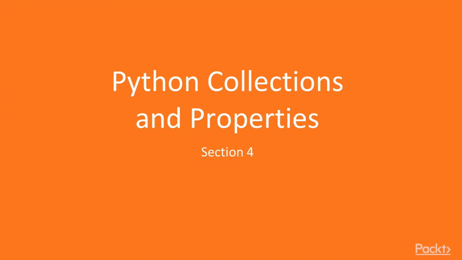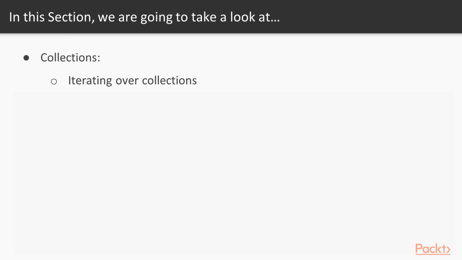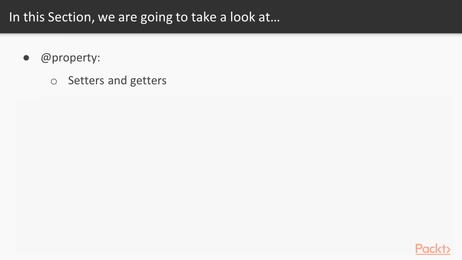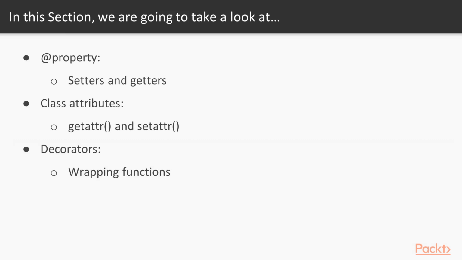Hello and welcome to section 4, in which we will be using Python collections and properties. We'll be iterating over collections, we'll be creating generators for large data sets, we'll be nesting dictionaries to create complex data structures, we'll be using the add property decorator to create setters and getters. We'll be using getattr and setattr to access attributes, and we'll be using decorators to wrap functions.